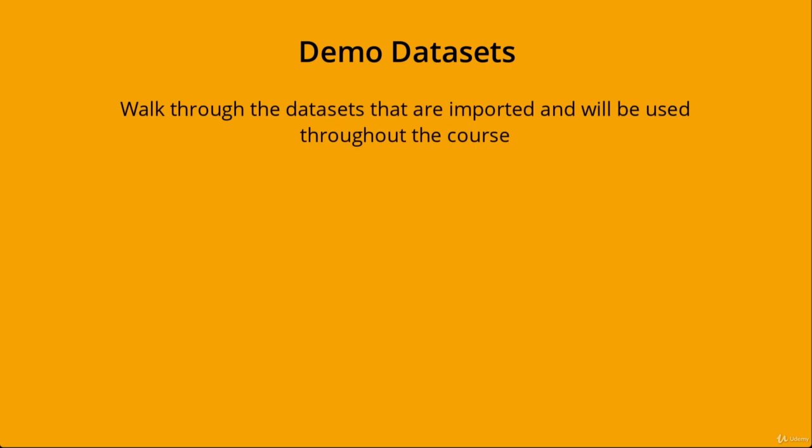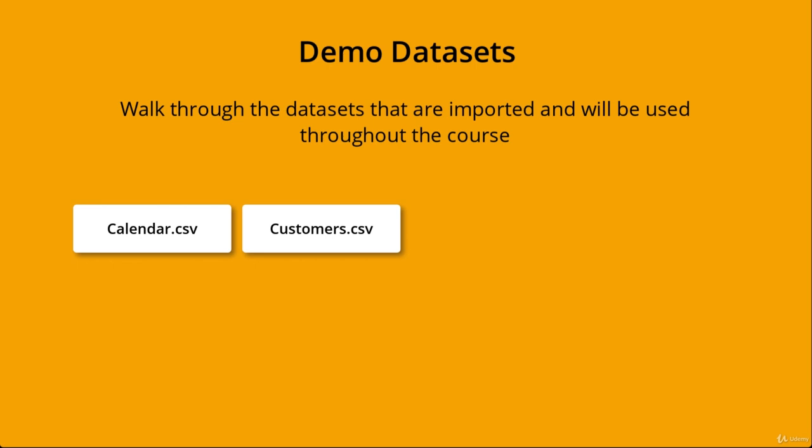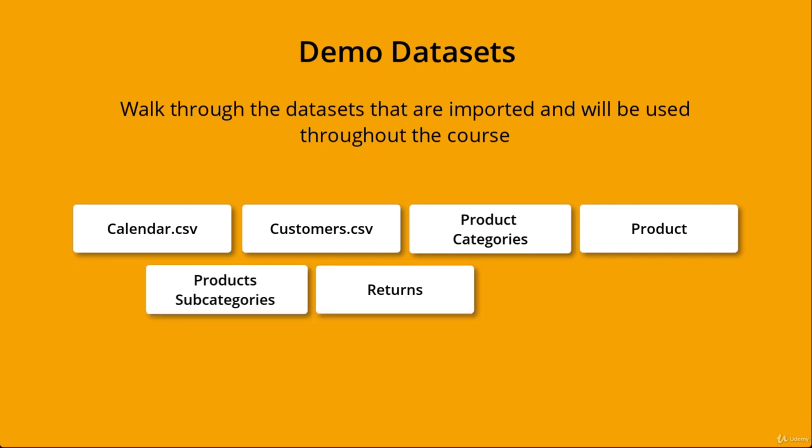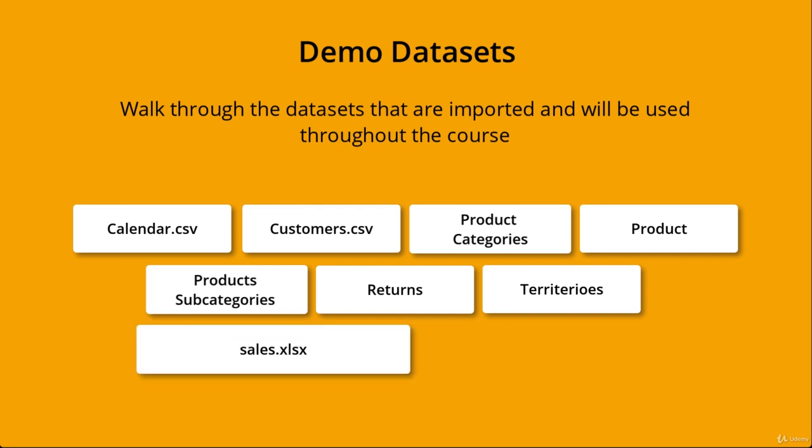Now let me quickly take you through the datasets that we will be making use of throughout this course. So the datasets that we will be using are calendar.csv, customers.csv, product categories.csv, products.csv, product subcategories.csv, returns.csv, territories.csv. The sales.xlsx file that you see here is a consolidation of the files in master.sales.zip. You can download all these from the resources sections of this lecture.